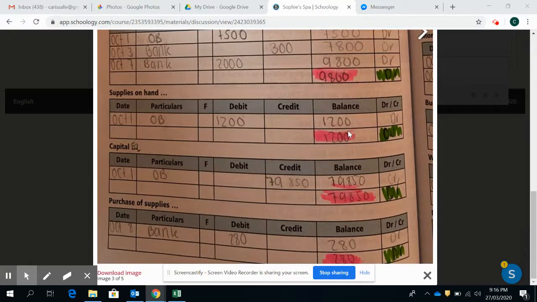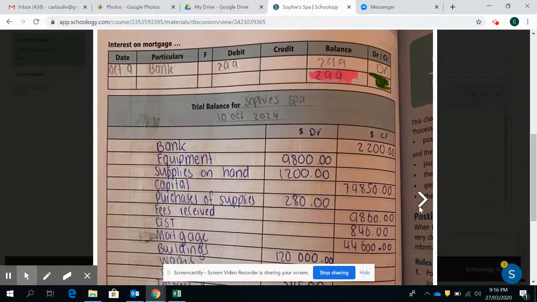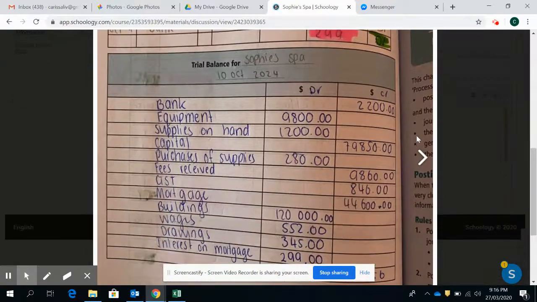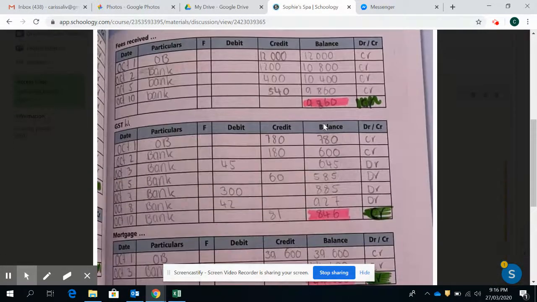Supplies on hand is correct. Capital is correct. Purchase of supplies is correct. So if we go to the next one, so that was correct, the interest on mortgage. And then if we go to fees received, okay, so fees received, you've got the 12, so that's a credit.